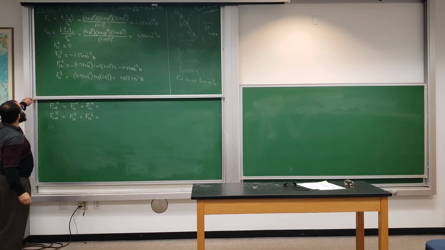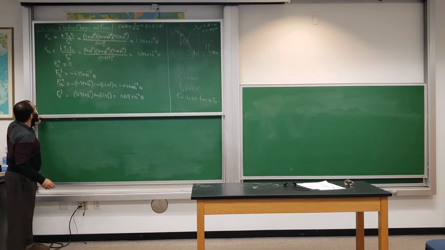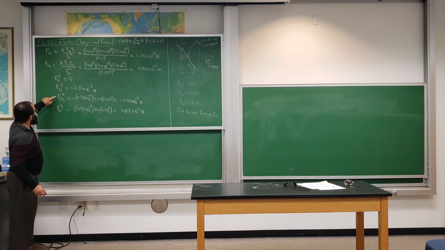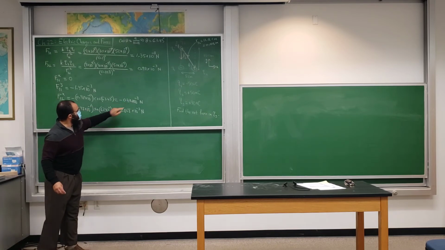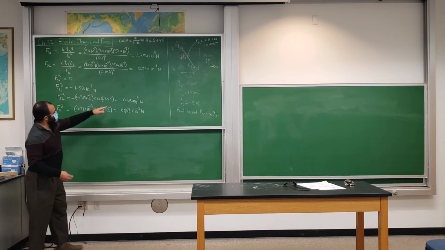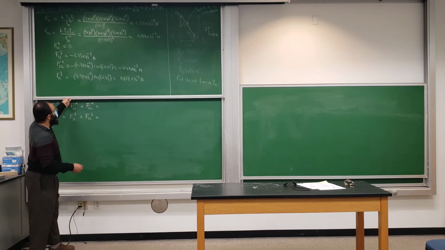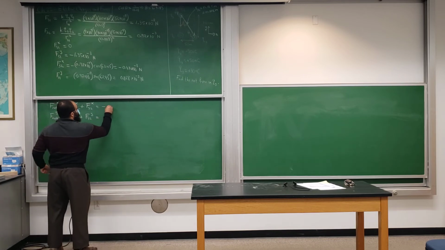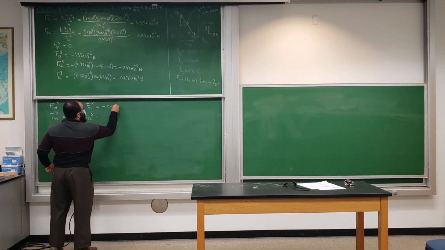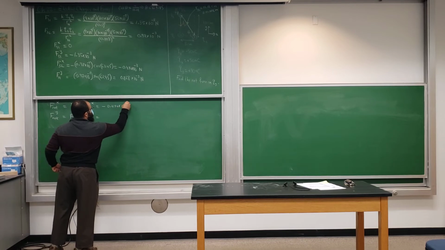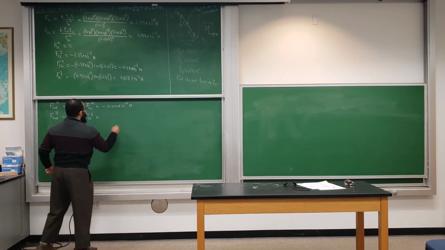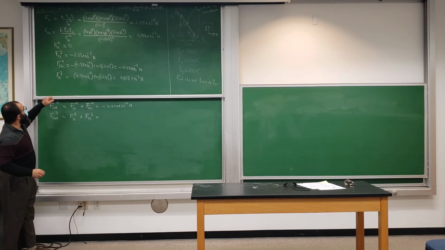Let's add the x's together. The force on 3 due to 1 x component is 0, right? And this one is minus this. So 0 plus this will just be that. So it's negative 0.434 times 10 to the minus 3 newtons. Now this one, you add the y components.